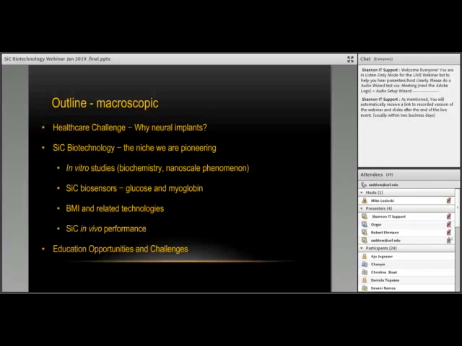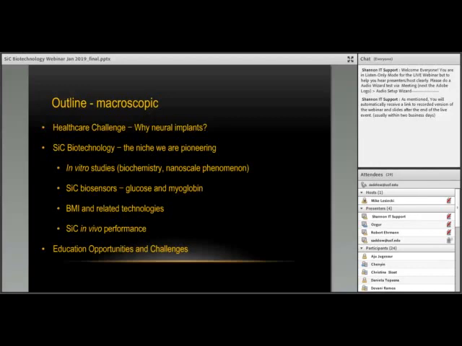Getting into a little bit of the details of that, we'll show some of the results of in vitro studies, some of the biochemistry, the nanoscale phenomenon involved with bedding any type of material for the body for use in humans. Some results in the area of silicon carbide biosensors, mainly to detect glucose and hemoglobin. Again, with the nano flavor, so I want to include that.